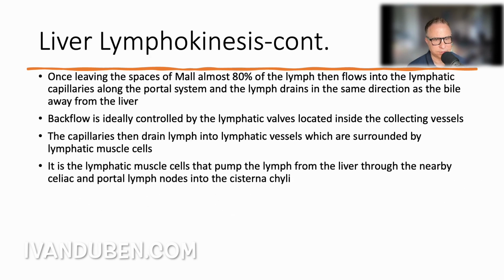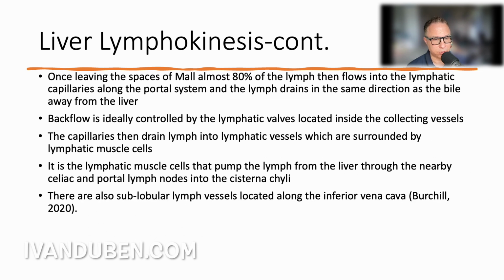It is the lymphatic muscle cells that pump the lymph from the liver through the nearby celiac and portal lymph nodes into the cisterna chyli, providing there are ideal pressure gradients to allow that to happen and no scars or anything to impede the flow of lymph to the cisterna chyli. There are also sublobular lymph vessels located along the inferior vena cava. So we can begin to see that the lymph is moving below the liver, caudally towards the cisterna chyli, then coming back up through the thoracic duct cranially.